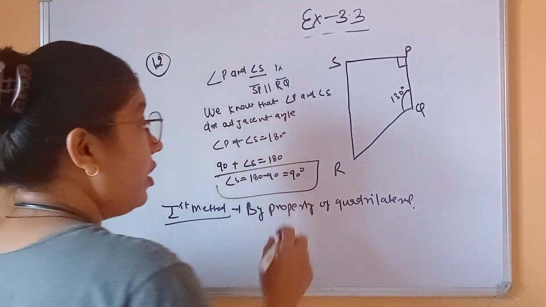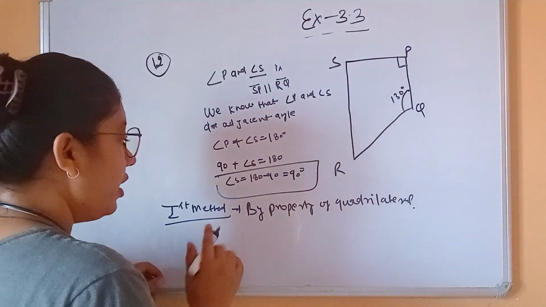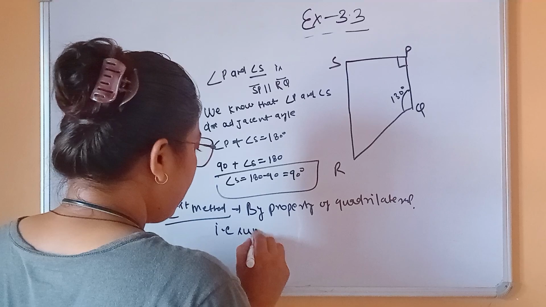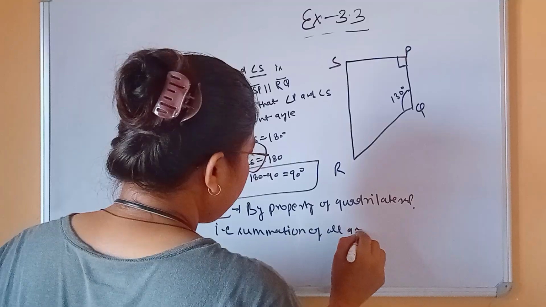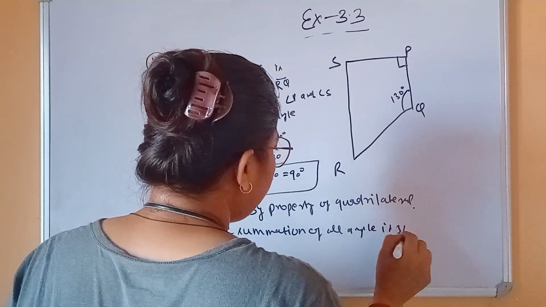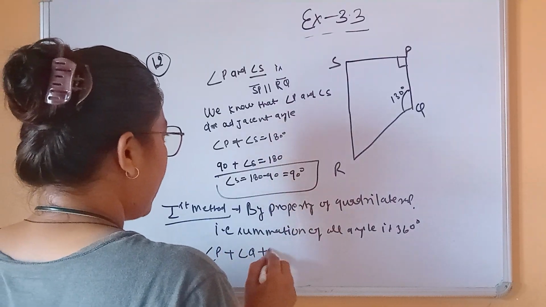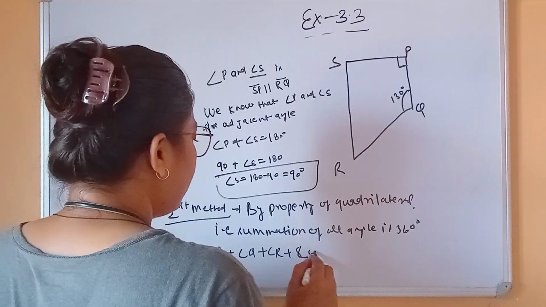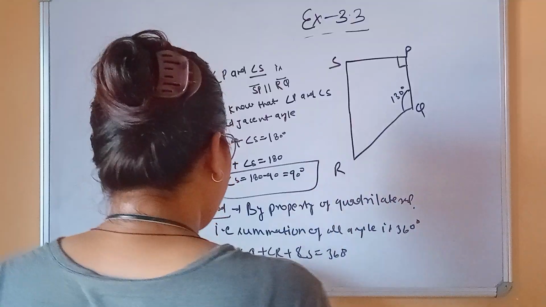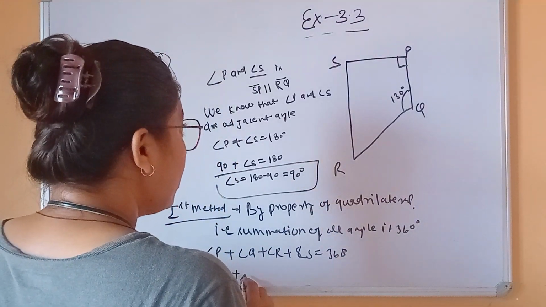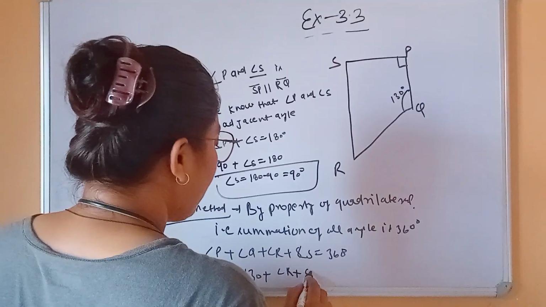So by the property of quadrilateral, the summation of all angles in a quadrilateral is 360 degrees. Here we write angle P plus angle Q plus angle R plus angle S is equal to 360 degrees. Angle P is given as 90 degrees, angle Q is 130 degrees, angle R we need to find, and angle S is also 90 degrees.